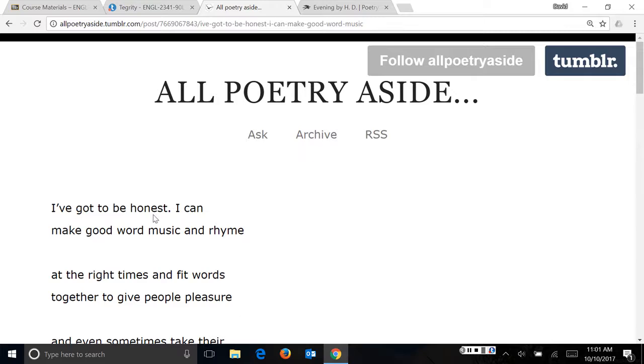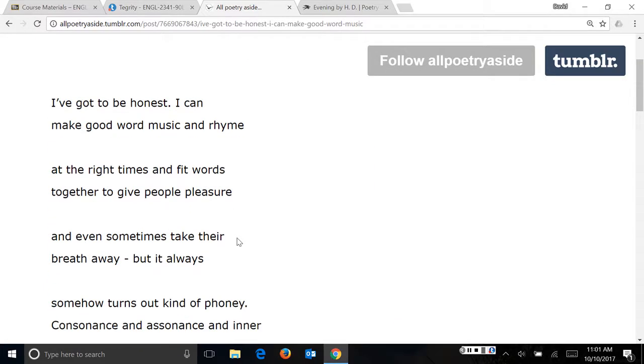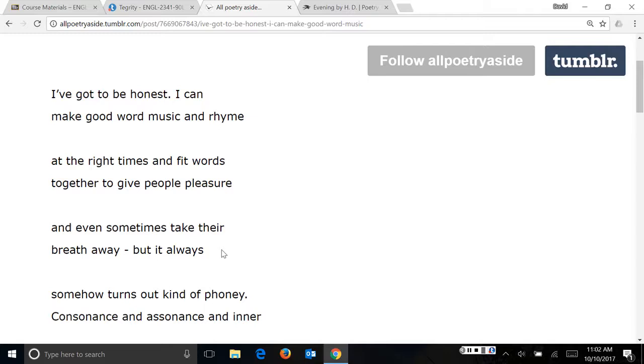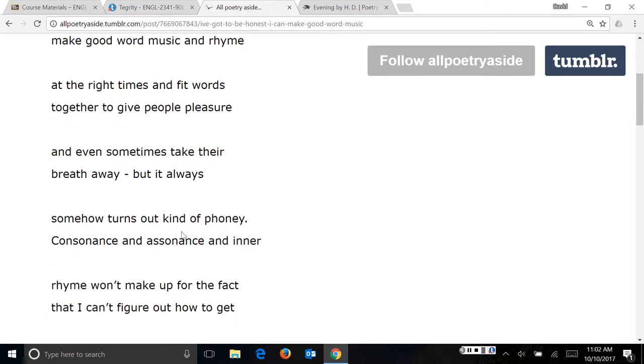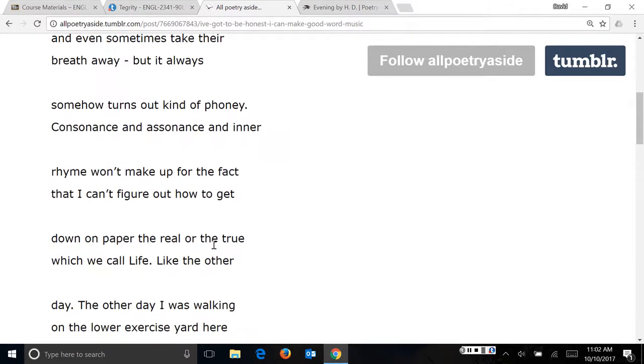I've got to be honest. I can make good word music and rhyme at the right times and fit words together to give people pleasure, and even sometimes take their breath away. But it always somehow turns out kind of phony. Consonants and assonance and inner rhyme won't make up for the fact that I can't figure out how to get down on paper the real or the true which we call life.